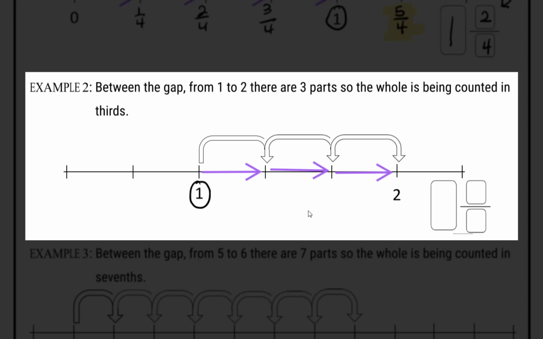1 would be considered 3/3. This is 4/3. 5/3. 2 is 6/3. And the next one, 7/3. 7/3 is an improper fraction, and another way of writing an improper fraction is 2 and 1/3.